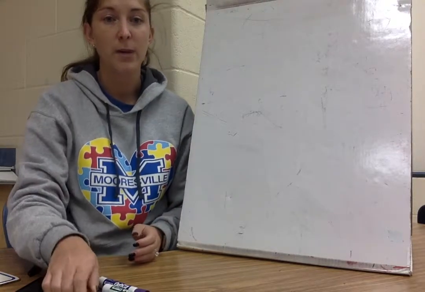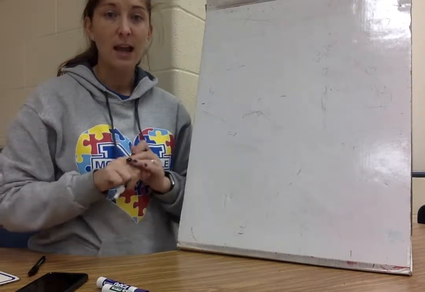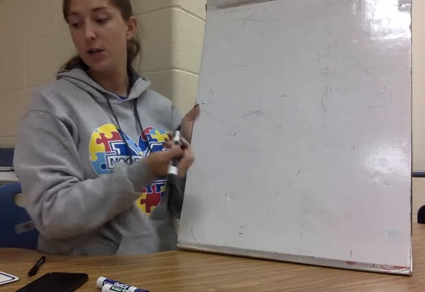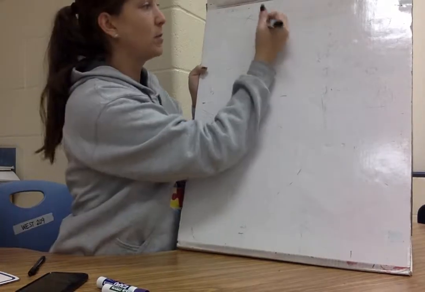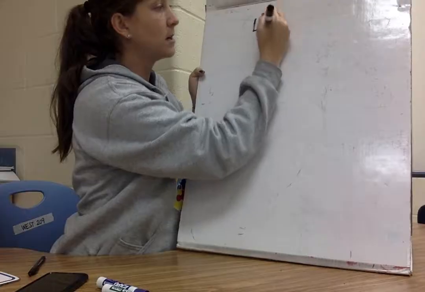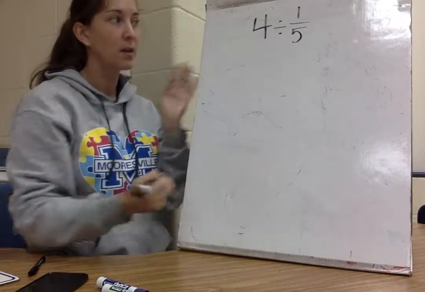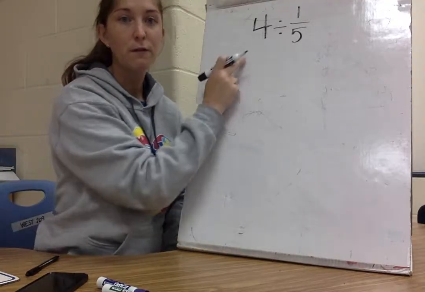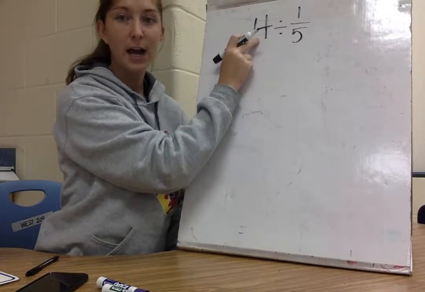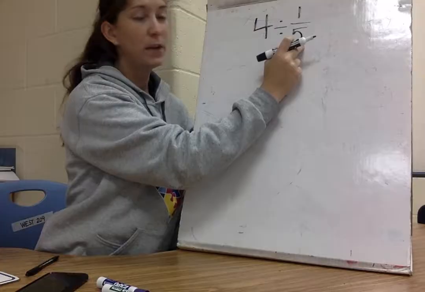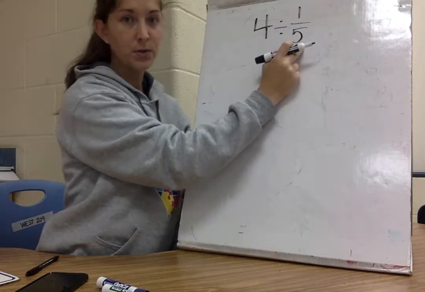We're going to start first by reviewing a whole number by a unit fraction. So I'm going to use the problem 4 divided by 1/5. And remember that the 4 represents how much I have, and the 1/5 represents the groups.